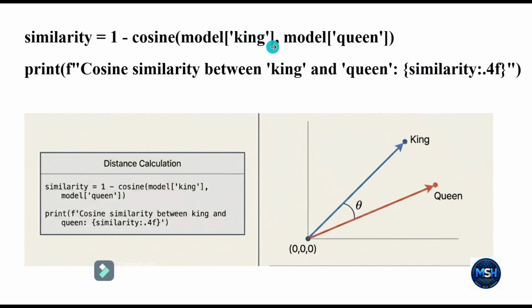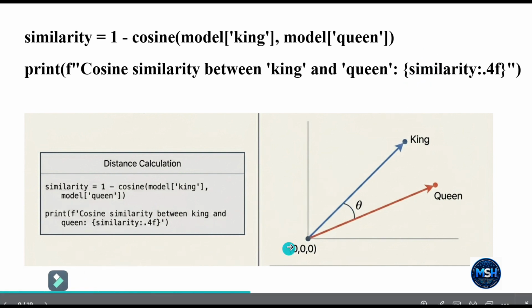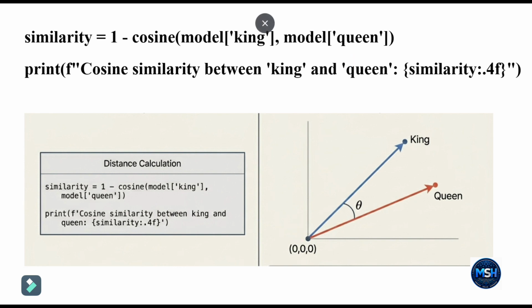Cosine is equal to model king. We use two words, king and queen: model king and model queen, and the similarity is stored in the variable similarity. Then print f cosine similarity between king and queen is printed. The result we stored in similarity will be printed with .4f, 4 decimals. As you can see in the diagram, this distance is calculated from these lines of code. This is the program overview.